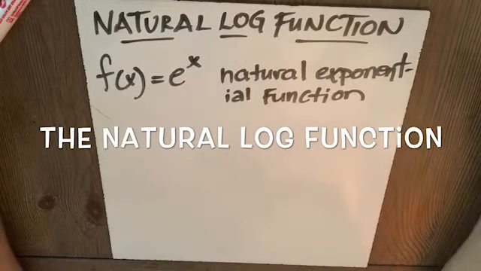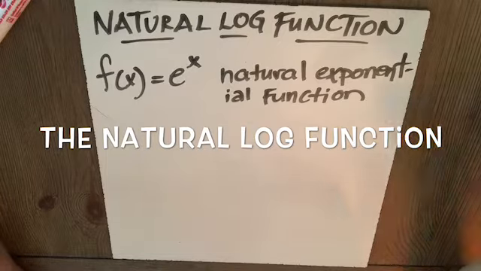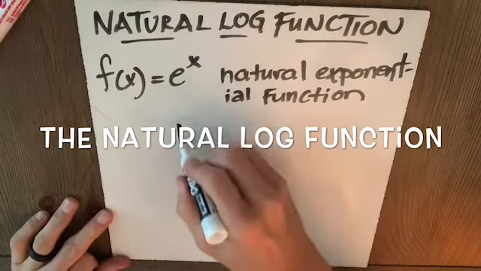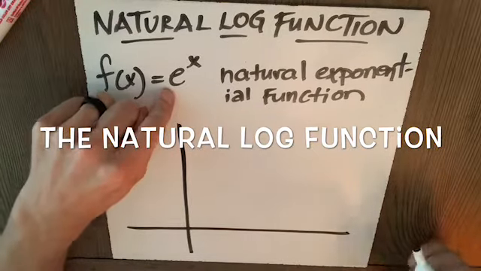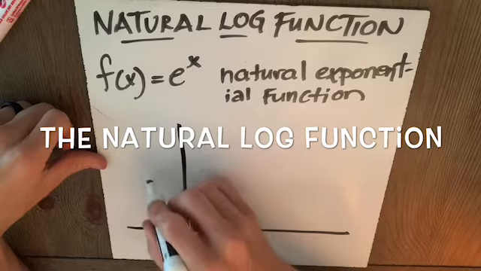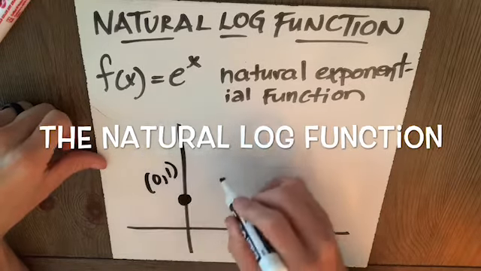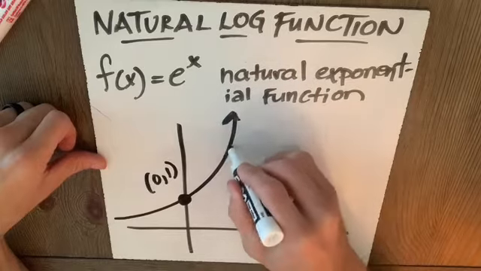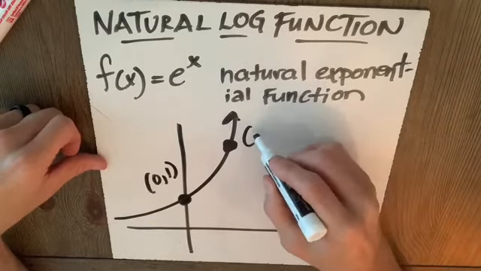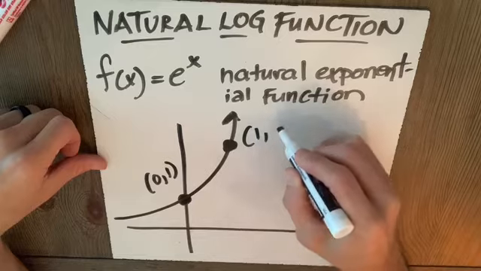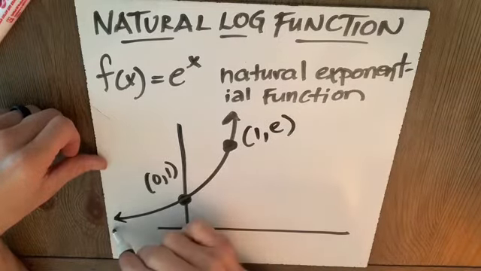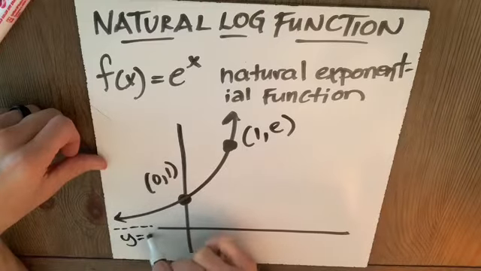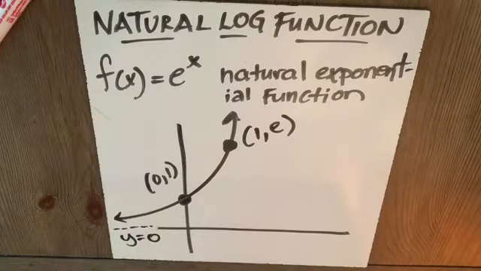To talk about the natural log function, I think it's probably good we start again with our natural exponential function. Remember, with the natural exponential function, our base is about 2.7. So we're going to have this magical point. Remember, that was (0, 1). And our second point here will be (1, e), which is about 2.7. And we have, of course, y equals 0 as our horizontal asymptote.